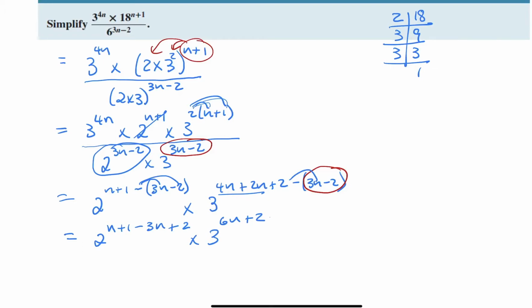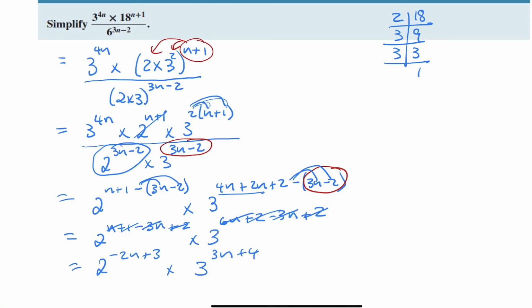This is going to be take away 3n. A negative and a negative is plus 2. And I'm just going to simplify my answer. It's going to be 2 to the power n take away 3n is negative 2n, plus 1 plus 2 is plus 3, multiply by 3 to the power 6n take away 3n, which is 3n, plus 2 is plus 4. And that is where I will leave my answer.